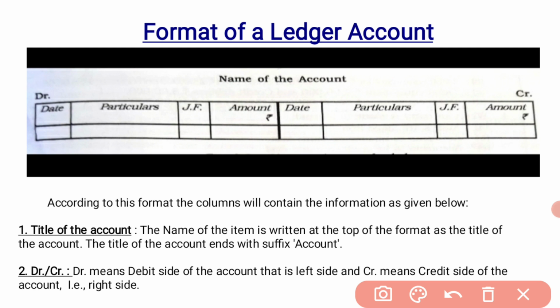According to this format, the columns will contain whatever columns you have seen here: what date you have to mention, what you have to write in the particulars column. Just let us see in detail.